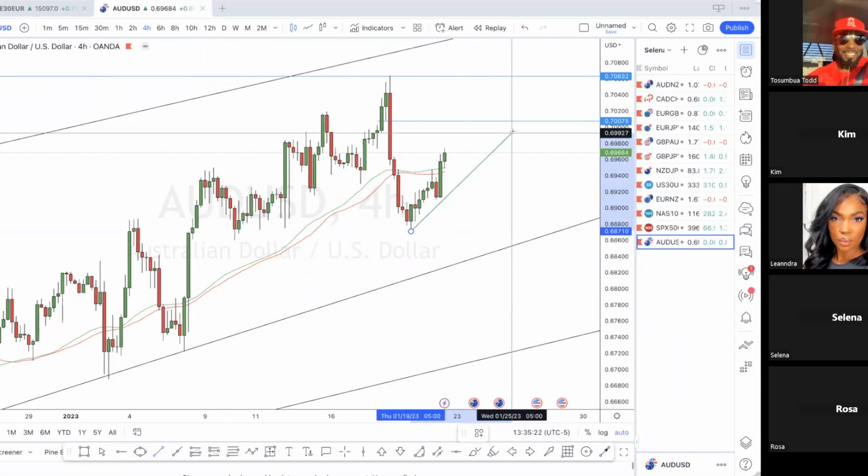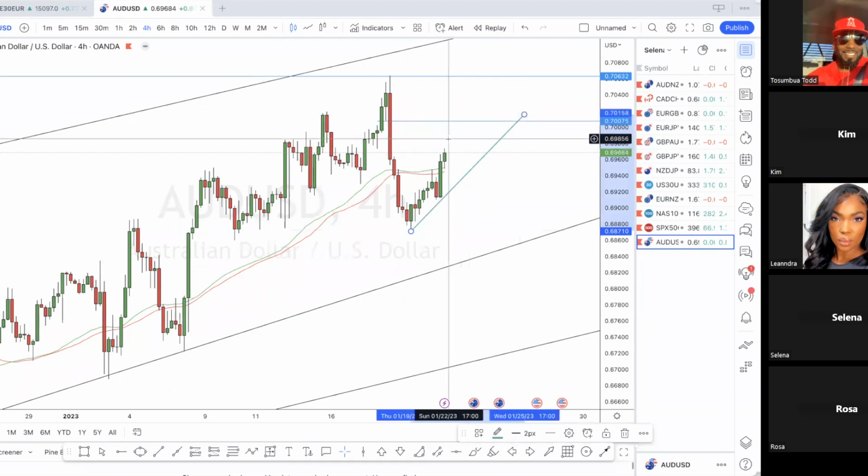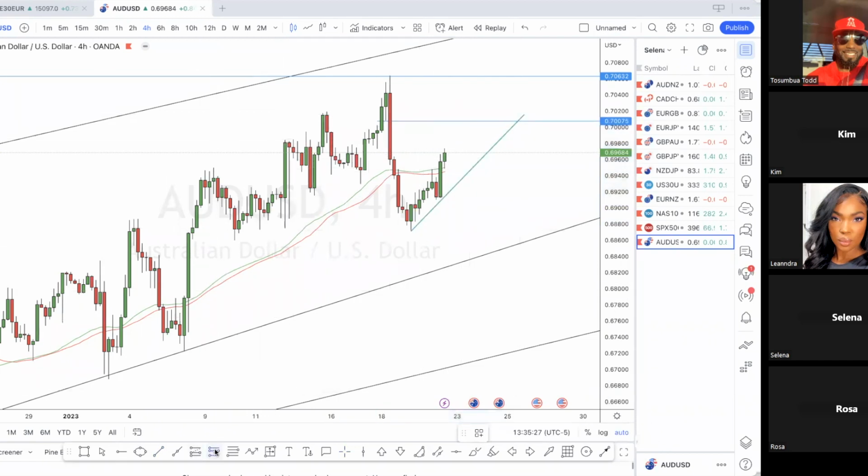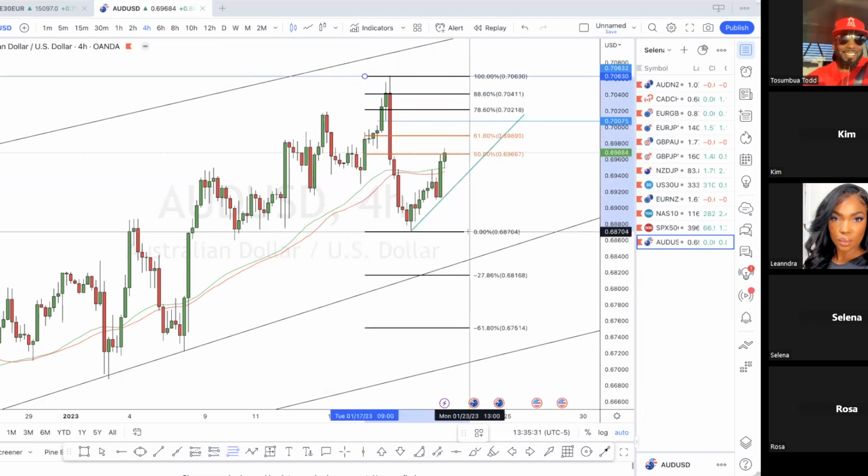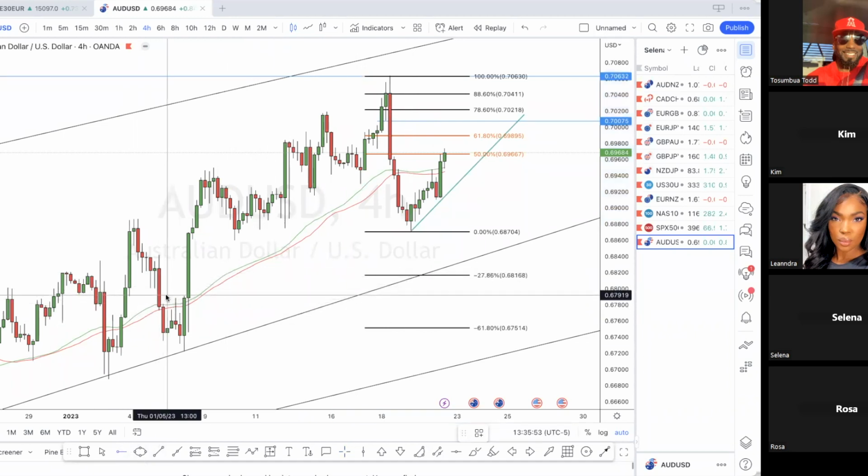Miss Kim, for us fib users, can you fib that from the top to the bottom, girl, right there? Oh, my bad, sorry. So we're talking 78, maybe 78, yeah, for the continuation to the downside to possibly fill in this imbalance right here.